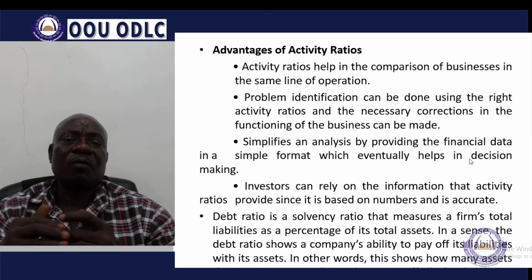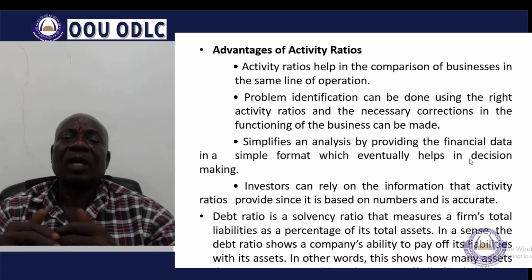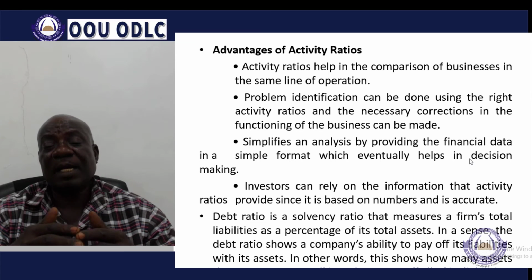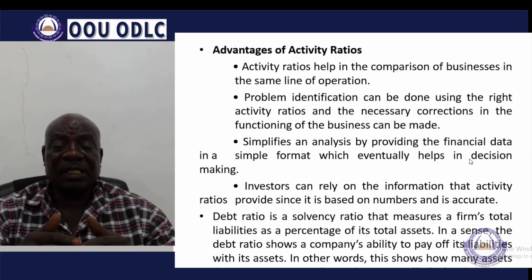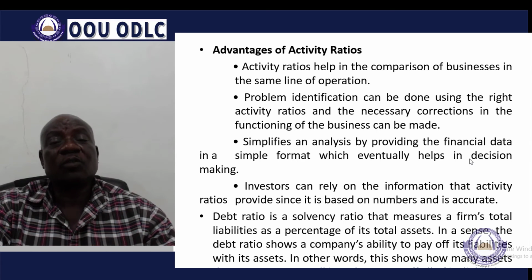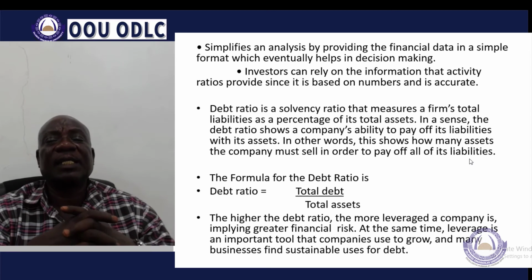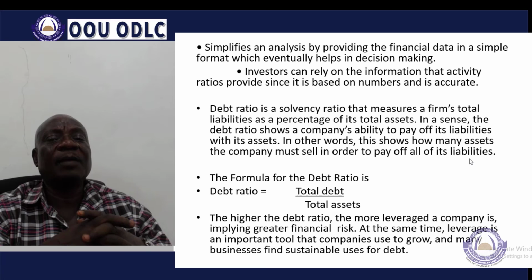So for a company to show that it is performing very well, the debt ratio must be higher, and it must be higher than 1, that is, more assets are available for the company to pay off its liability. Also, it simplifies analysis by providing financial data in a simple format, which eventually helps in decision making.